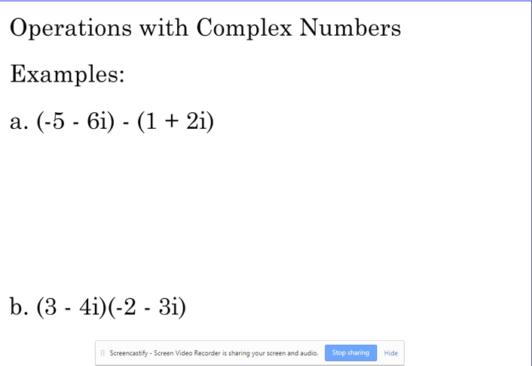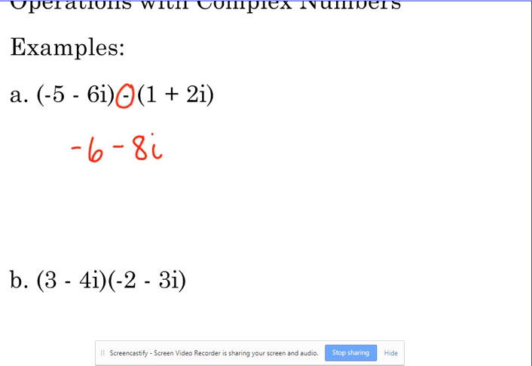So if we've got to subtract these two complex numbers, -5 minus 6i minus 1 plus 2i, we do it like we would if those i's were variables. We combine the real parts. -5 minus 1 is -6. And we combine the imaginary parts, -6, but don't forget, you still got to subtract. -6i minus 2i is -8i. That's all you have to do. Looks complicated, but it's that simple.